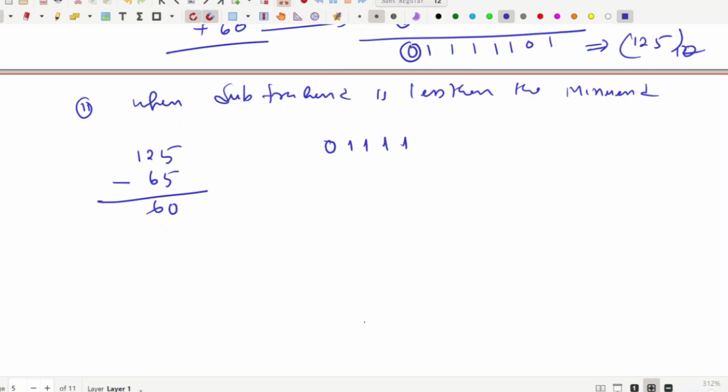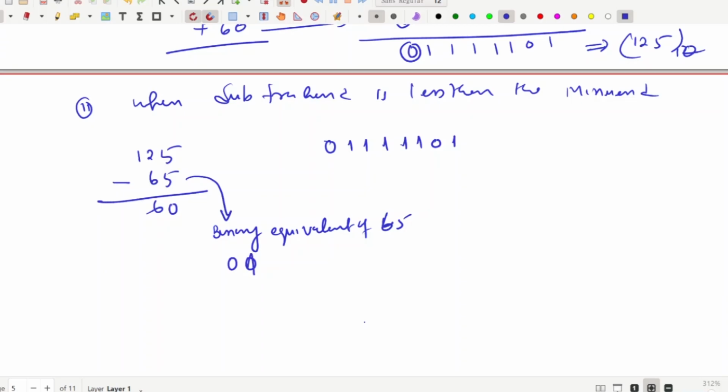First we convert to the binary equivalent of 65 in 8-bit format. What is the binary equivalent of 65 in 8-bit format? The first bit is the sign bit, which is 0 for representing plus 65, then 65 is 1 0 0 0 0 0 1. This represents 64 plus 1, that is 65.